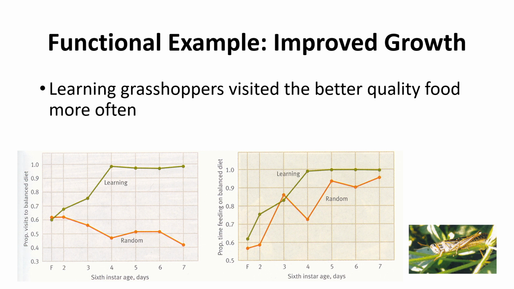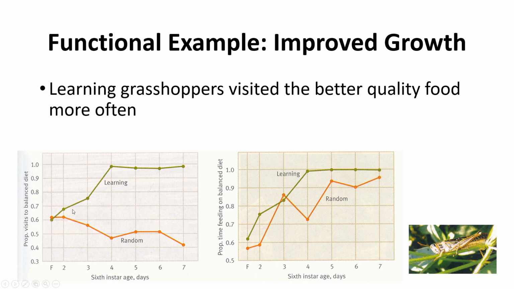These graphs at the bottom here have proportion of visits to balanced diet, at least for this first one here. And this is going to be in time. They're looking at age of the grasshoppers, but whatever, time is time. And it's important to note here that 0.5 would be about chance levels. So if you have a 50-50 chance of choosing between two options, you're sitting at chance levels.